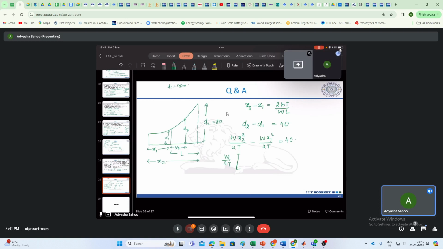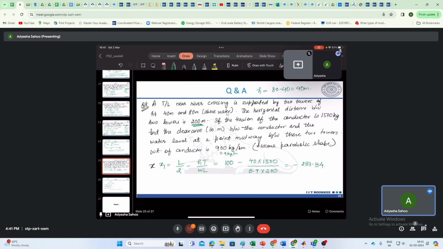So x2 is 200 plus x square. All this we have actually calculated, no need of these. So this x we have already calculated here, right? 233.34.